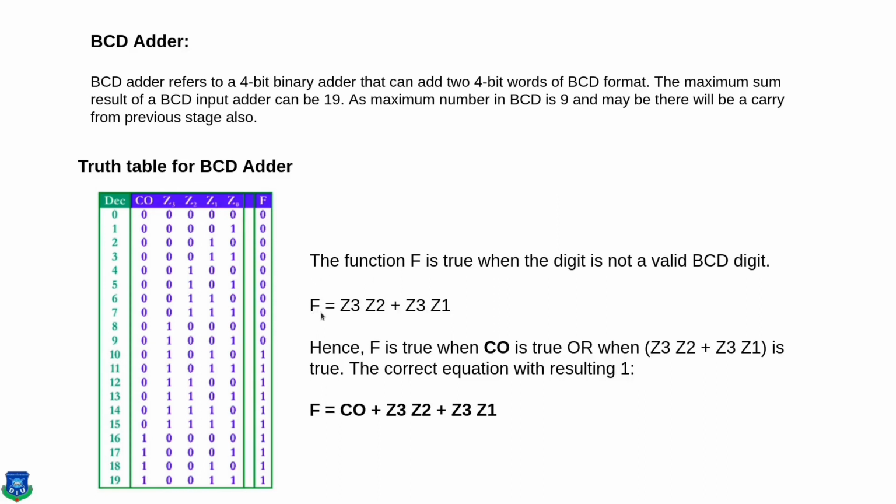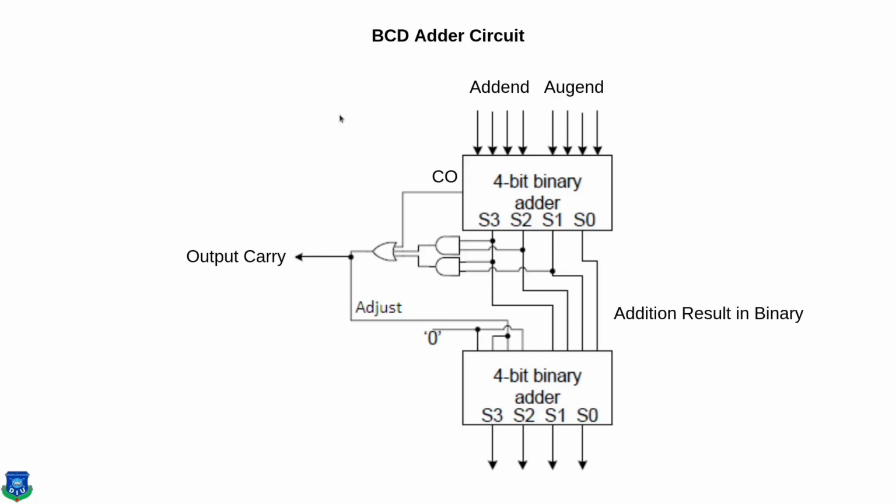Then f equals z3.z2 plus z3.z1. Hence, f is true when carry out is true or when the previous result of f is true. The correct equation with resulting 1 is f equals carry out plus z3.z2 plus z3.z1. BCD adder circuit. Here we have the BCD adder circuit.